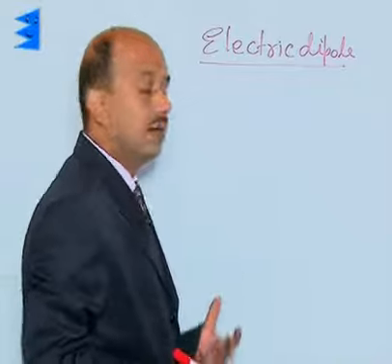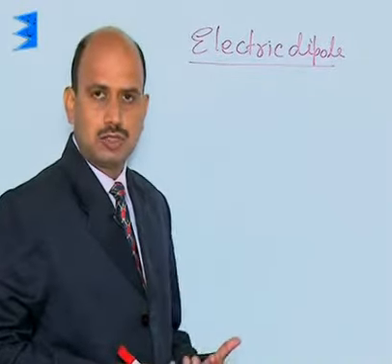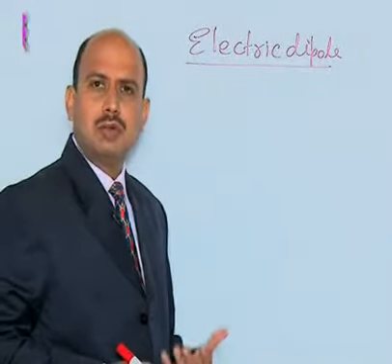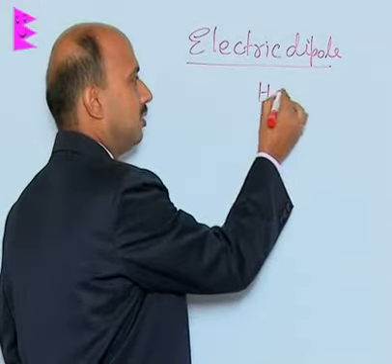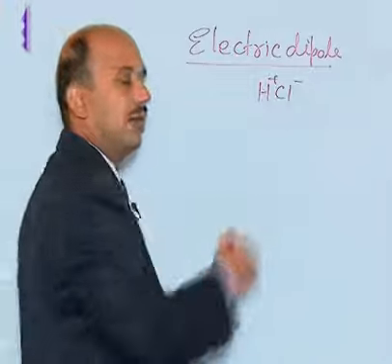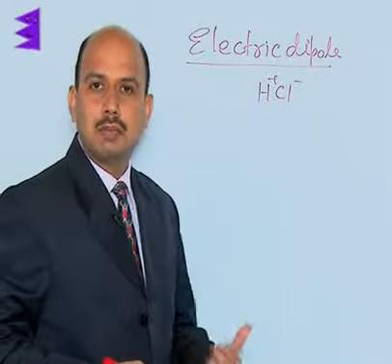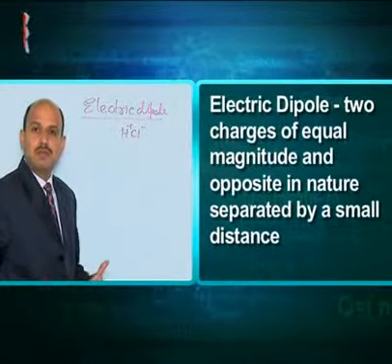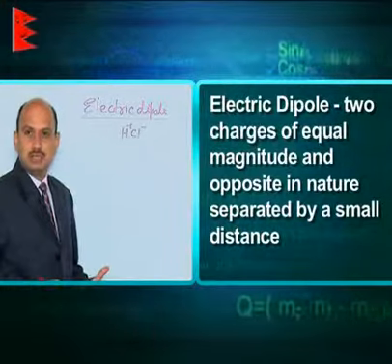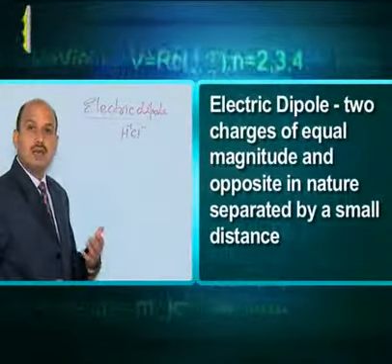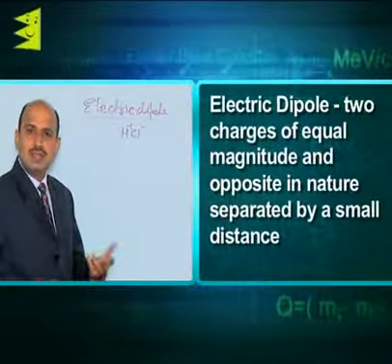Now see here, electric dipole. What is an electric dipole actually? You might have seen molecules like HCl, H plus Cl minus. This is an example of an electric dipole. So an electric dipole is actually a pair of two charges equal in magnitude but opposite in nature, which are separated by a small distance.